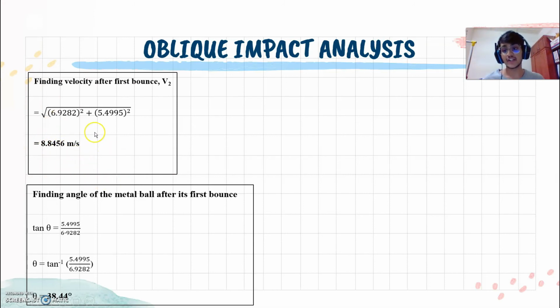Now upon finding the resultant velocity, we can also find the angle of the metal ball after the first bounce, as you can see in this formula. Using the tangent formula, we can find the angle, which is 38.44 degrees. And that's all for me.